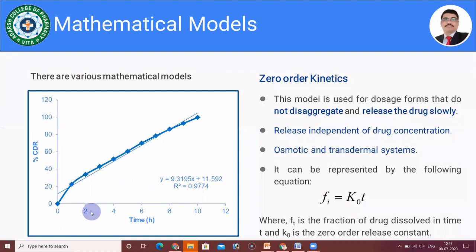The data is generally treated by using the equation Ft is equal to K0t, where Ft is the fraction of drug dissolved in time t, while K0 is the zero order release constant.